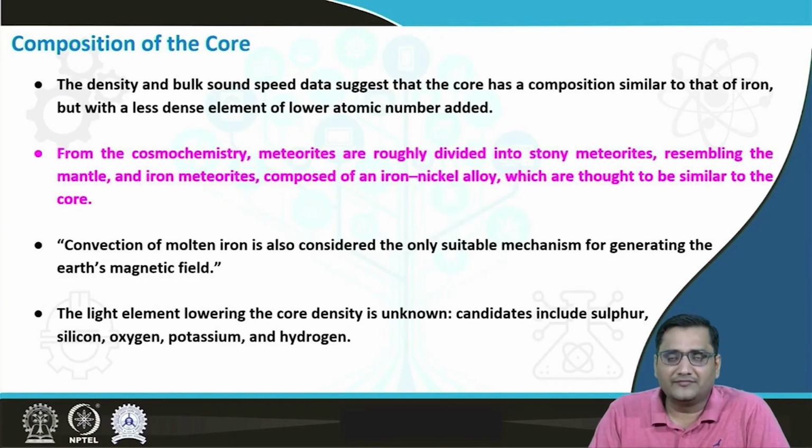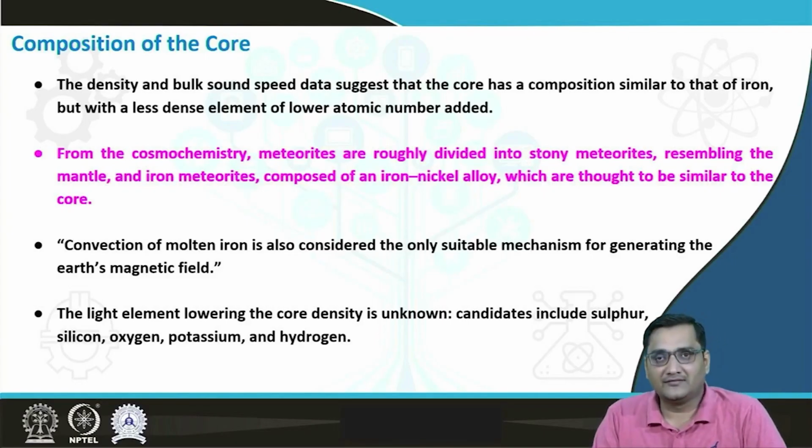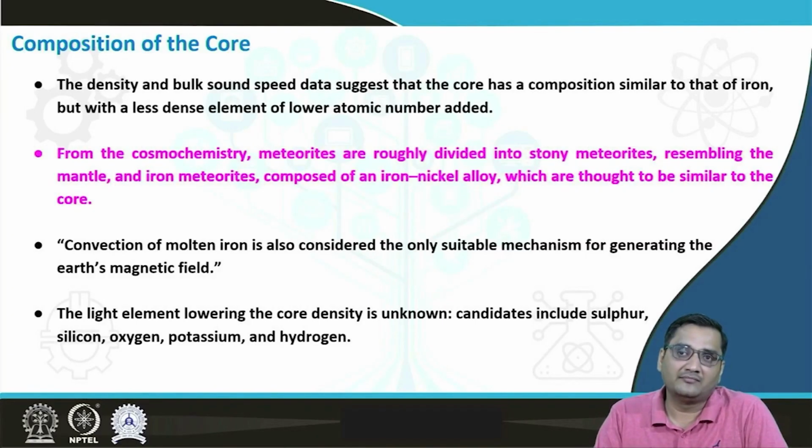Now, since we have talked about the composition of the mantle and crust, now it is time to talk about the composition of the core. That is the layer present at the very center of the earth, and it might have a composition similar to iron, but with a less dense element of lower atomic number added.